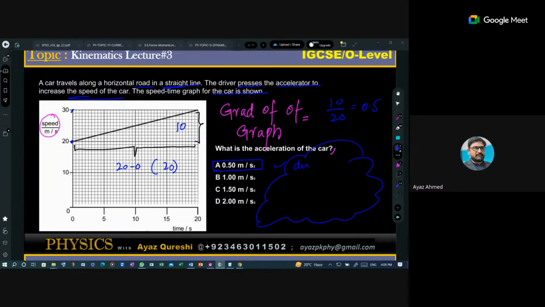But if I ask you the distance covered by the car, what will you do? The distance is 1 upon 2 times (a plus b) times h, because it is a trapezium. What is a? This side from 0 to 20, so it is 20. Plus b is 0 to 30 on this side, so it is 30. And the distance between these two is 20. So what will be your answer? 500, right?